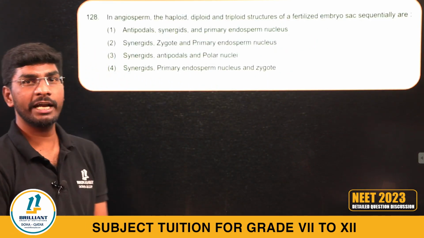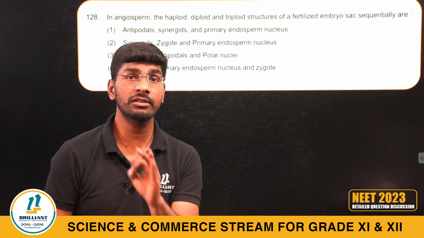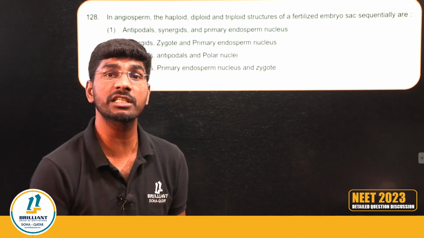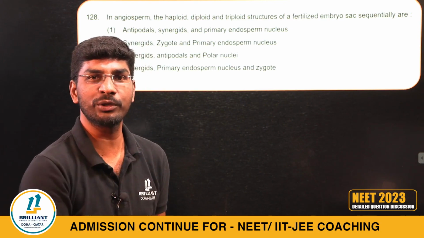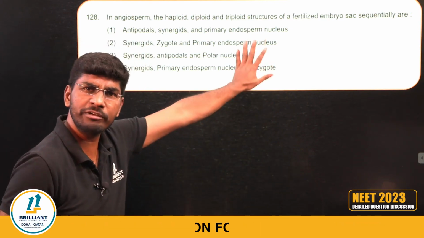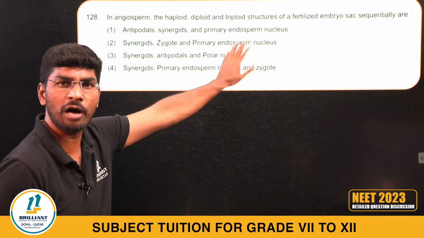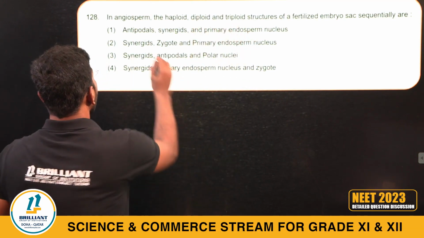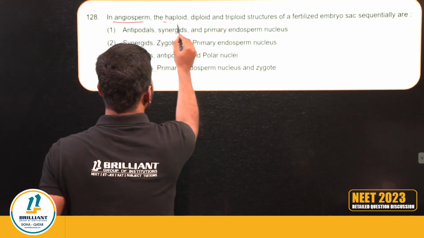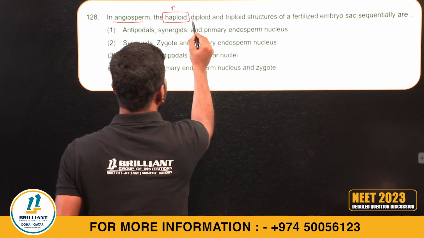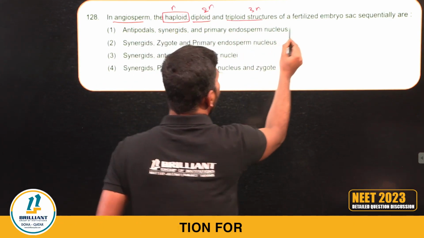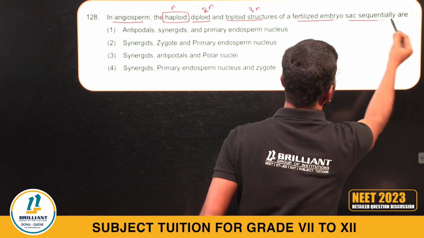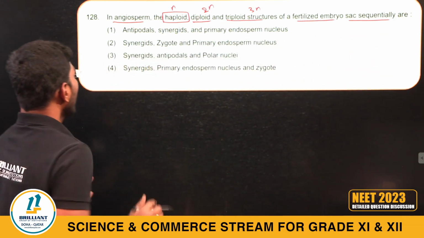Next, 128 question. This is the third question from the sexual reproduction in flowering plants chapter. A simple chapter, the second chapter in 12th grade. Look at the question. Many times we discussed and practiced this question. How simple this question is. In angiosperm, haploid n, diploid 2n, triploid 3n of the fertilized embryo sac; the sequence is given.